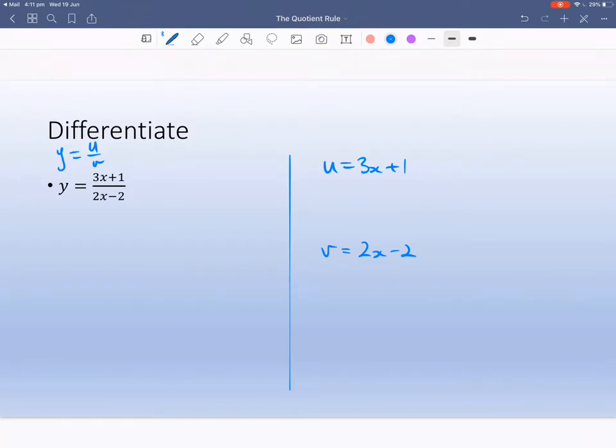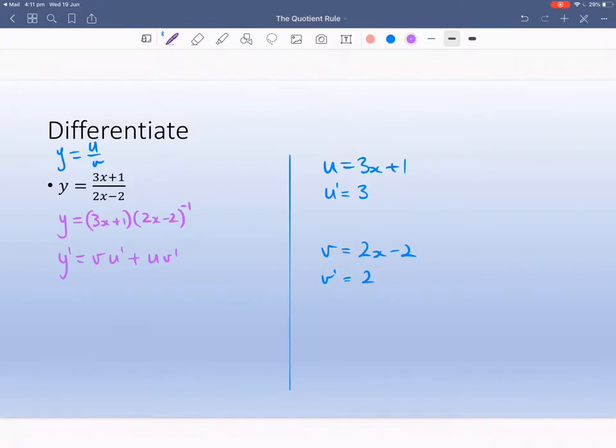So to do the product rule I need u dash, so u dash equals just 3 and v dash equals just 2. I did give it away that I was going to use index laws, so let's write this as an index: (3x plus 1)(2x minus 2) to the power of negative 1. That comes from this being at the bottom of the fraction. Now let's write the product rule. So y dash, always start with v, v u dash plus u v dash. Now let's substitute it in.